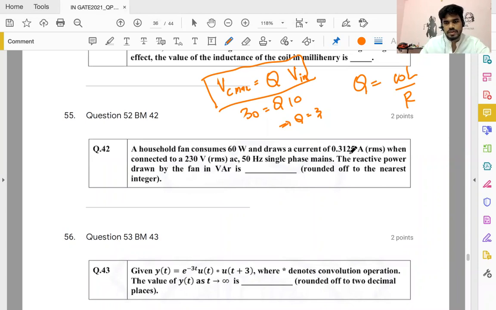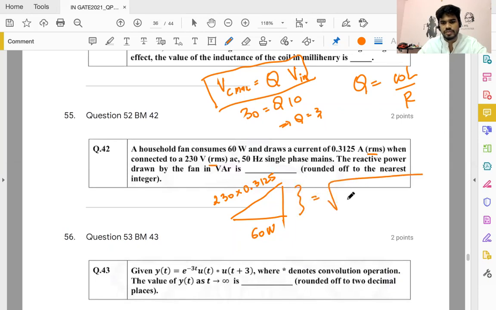A household fan draws a current of this when connected to this supply, this is RMS, this is RMS. Reactive power in the fan. It consumes 60 watts. It is actually drawing apparent power of 230 into 0.3125. So reactive power should be equal to this term. Let's quickly multiply: 230 into 0.3125 is 71.875. Then 71.875 square minus 60 square, under the square root. That is our VAR, this reactive power, because this is a right triangle. Again, this is something that we have done.